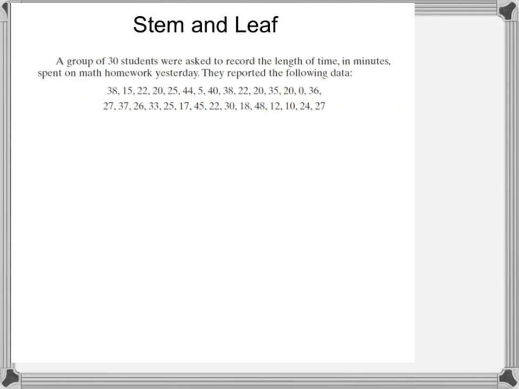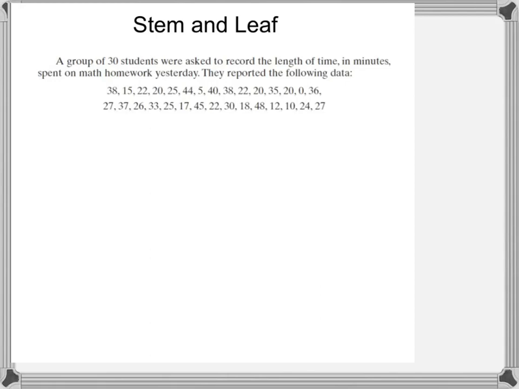Okay, a stem and leaf plot is another way of organizing data. If you have all this data, it's a way of arranging data numerically in ascending order. So let's say that a group of 30 students were asked to record the length of time in minutes spent on math homework yesterday. They reported the following data. So this data that you see is the amount of time they spent on their math homework yesterday in minutes.